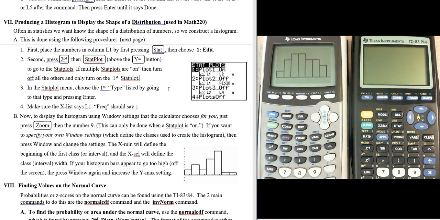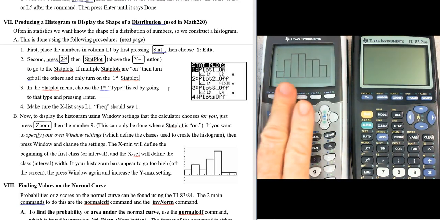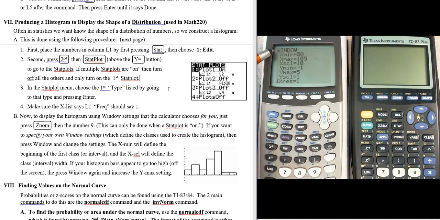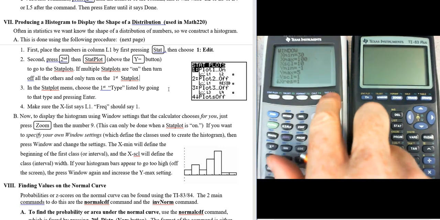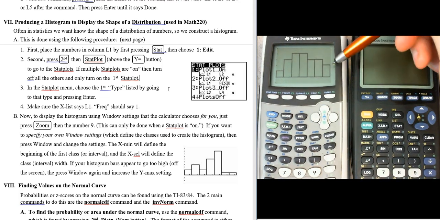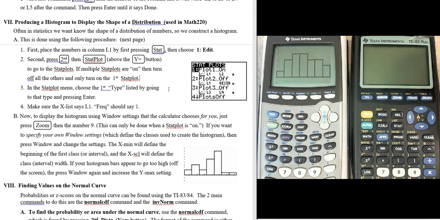All right. So what was the starting point? At 30. And it's going by 10, and that's because, as I said, the x minimum would be 30, and the scale for the x would be 10. And like I said, I could change this to 100 for the x max, so now it goes all the way to the right side, but otherwise it's fine, okay? So that's how to make a histogram.